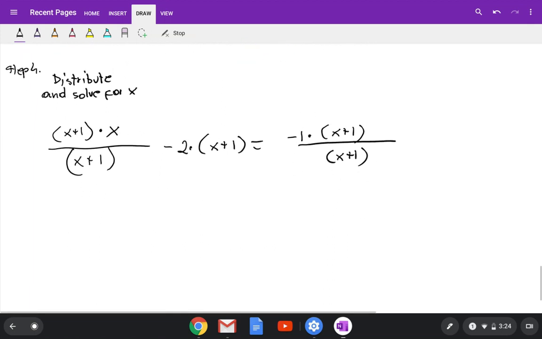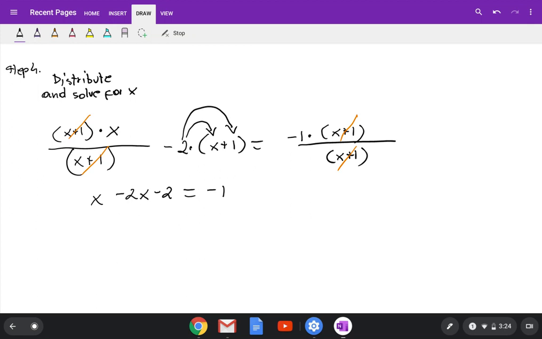Okay. So now again, you guys see, I'm leaving everything as a product because I can start canceling. You have x plus 1 on the top, x plus 1 on the bottom. So we end up with x. Here I'm going to distribute negative 2 to both. So that will be negative 2x minus 2. And I have x plus 1 on the top, x plus 1 on the bottom. That will cancel. And that's equal to negative 1.